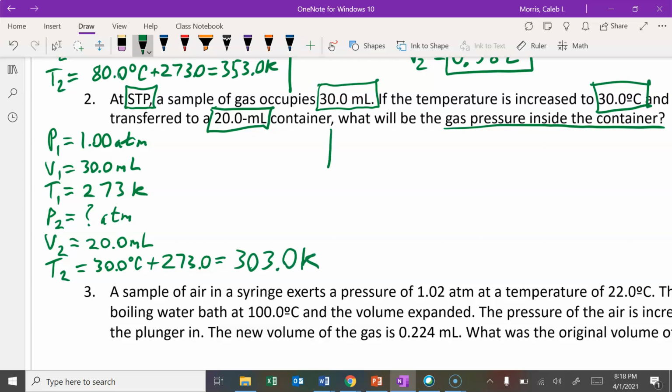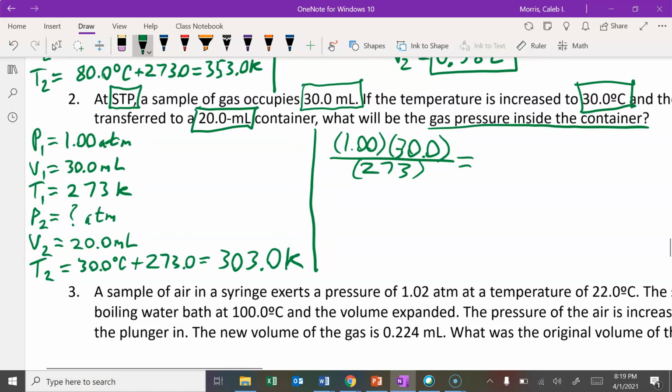All right, and now we could go ahead and solve this problem. P1 V1 over T1 equals P2 V2 over T2. So I have 1.00 times 30.0 divided by 273 equals, our unknown is P2 times 20.0 divided by 303.